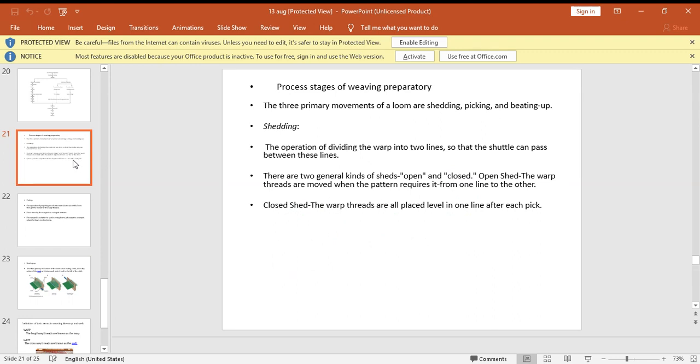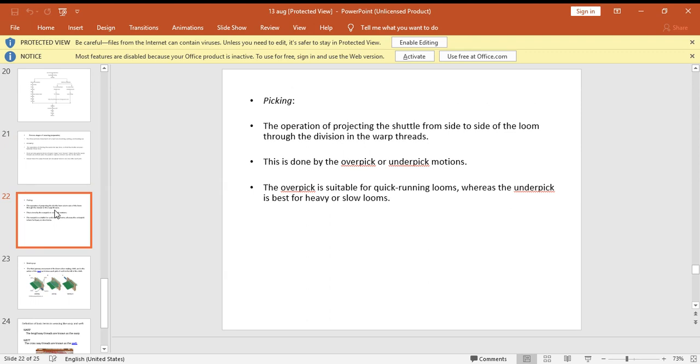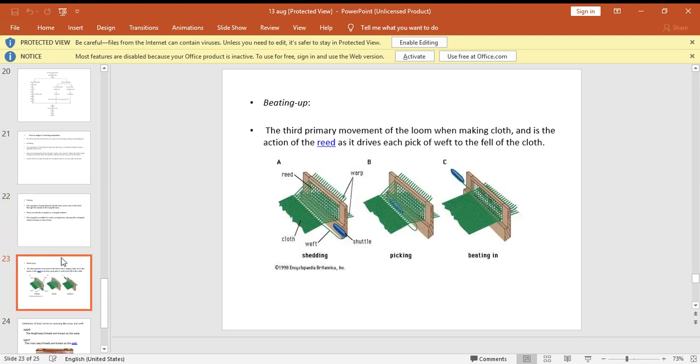So shedding is what? Shedding is the operation of dividing the warp yarns into two lines so that the shuttle can pass between the lines. And picking is the operation of projecting the shuttle from side to side of the loom through the division in the warp threads. This is done by overpick and underpick motions. Overpick is suitable for quick running looms and underpick is used for heavy and slow looms. And finally beat up is the action of the reed as it drives each pick of weft to the fell of the cloth.